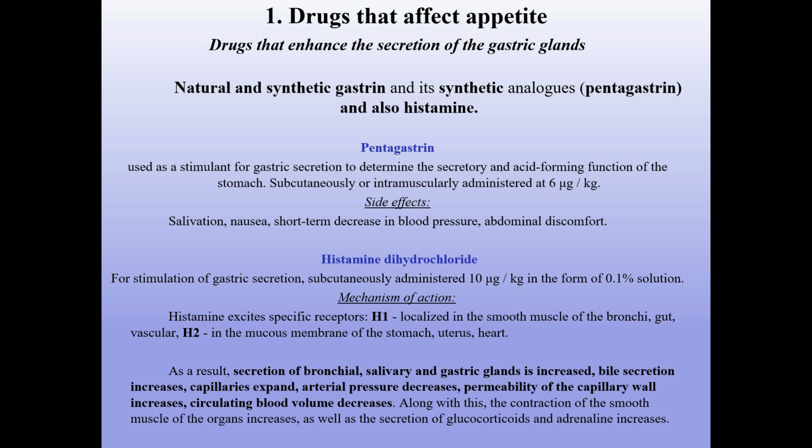As a result, secretion of bronchial, salivary, and gastric glands is increased, bile secretion increases, capillaries expand, arterial pressure decreases, permeability of the capillary wall increases, circulating blood volume decreases. Along with this, the contraction of the smooth muscle of the organs increases, as well as the secretion of glucocorticoids and adrenaline.